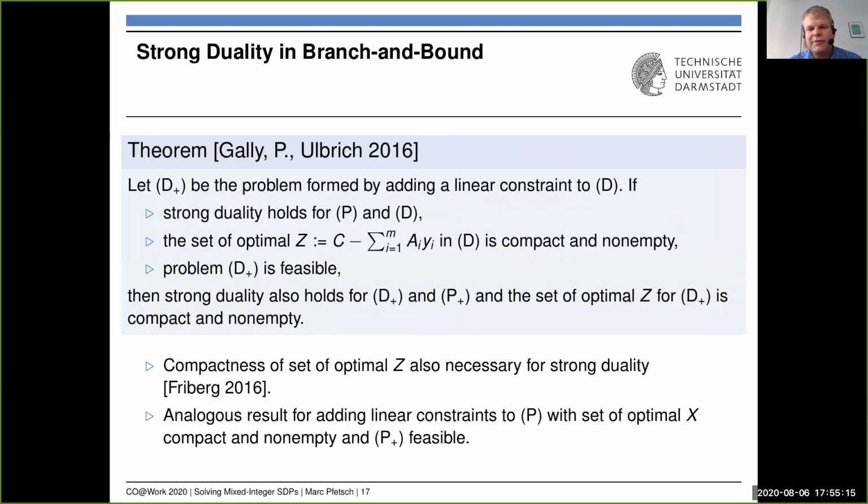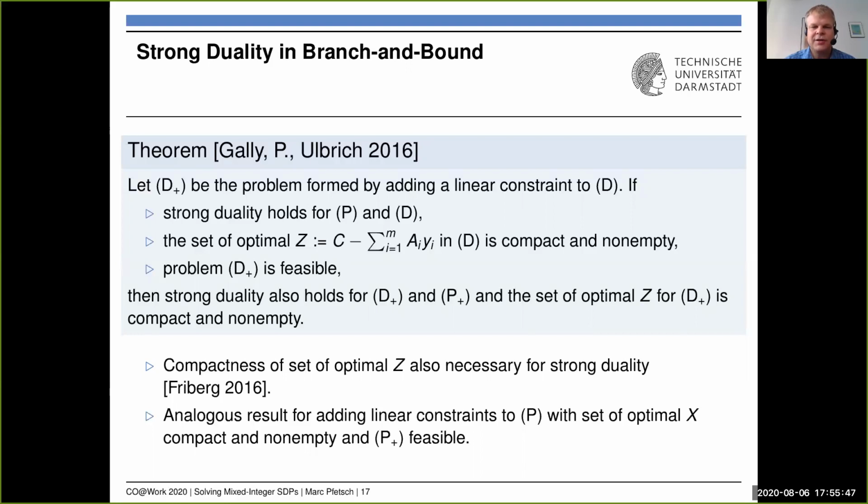So there we obtained the following theorem. Let D plus be the problem that is formed by adding a linear constraint to the dual, and that means that we are generalizing what is happening in branch and bound. So in branch and bound, we are adding bounds to the y variables. And here the theorem is about adding any linear constraint. So adding a bound, of course, is a special case of this.